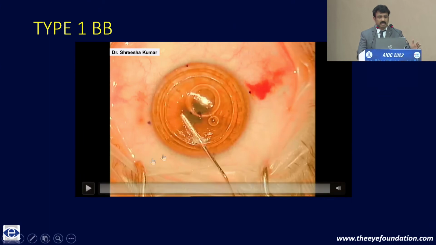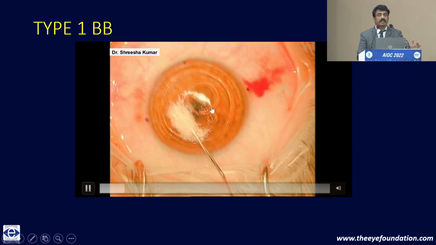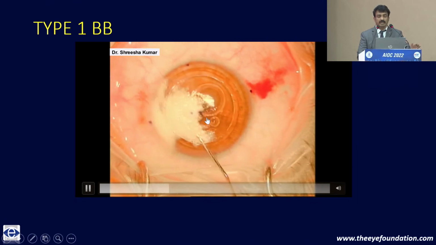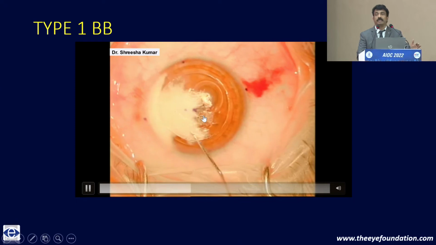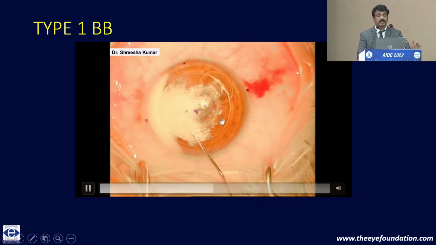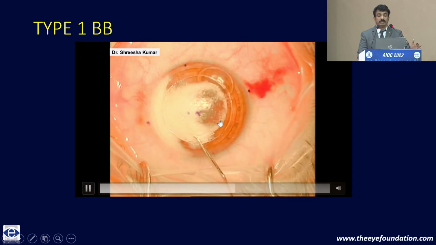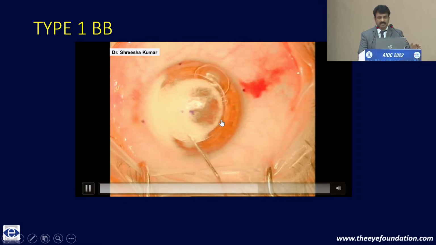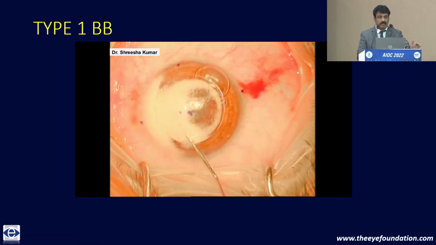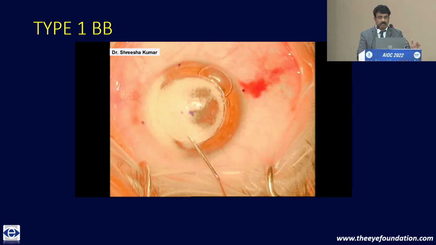So this is another case of type 1 big bubble. Just injected air bubble into the anterior chamber just to show that the bubble is forming, which displaces the anterior chamber bubble to the periphery. You can see here. So that is an indication that the big bubble is formed, and this is a type 1 bubble which has got a thick wall.